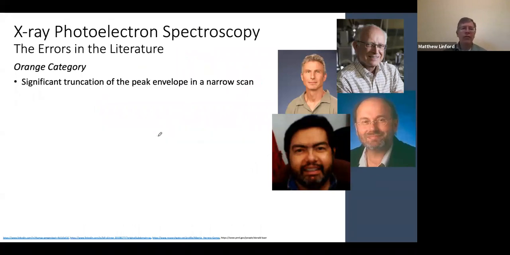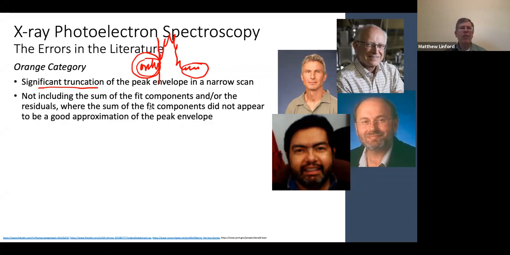Okay, so what if we have an orange rating? What did that mean? Sometimes it meant significant truncation of the peak envelope. So instead of seeing the whole peak and some noise on either side, maybe what they did is they just started taking data like right here. And so they cut off this portion of the spectrum. That's really bad because it's hard to do good peak fitting if you don't see this baseline, this noise on either side of the peak, and know where that baseline is. Often they did not include the sum of the fit components. So again, we might have some fit components in here, but they would get an orange ranking if we could see that these fit components really don't add up to the peak envelope. They're not a good approximation of it.